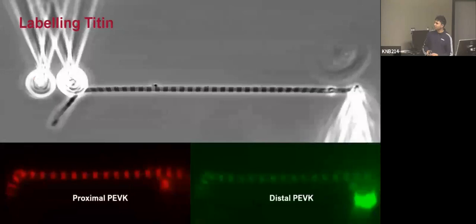When we label with these antibodies, these are the types of figures that we produce, where you can see the phase contrast image on the top, and on the bottom you can see the proximal PEVK labels in red and the distal PEVK labels in green. Essentially, when we wanted to measure the PEVK length, we would subtract the distance between the two sets of labels, the green and the red, from each other. That's how we would get individual PEVK lengths.